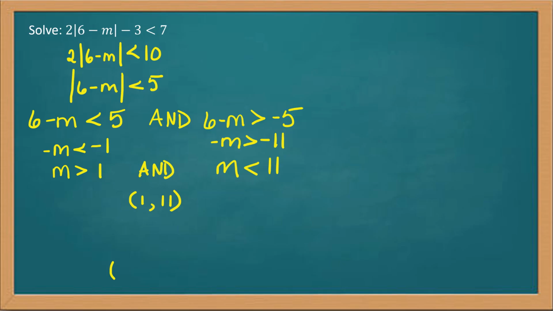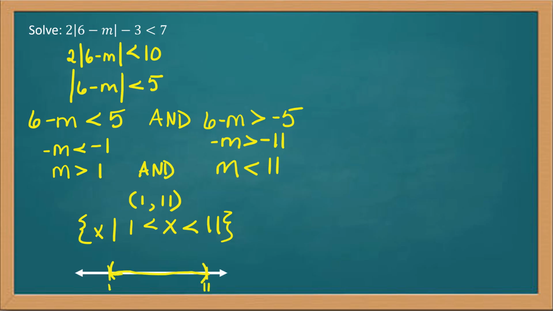If you write it in interval notation, you're going to say from 1 to 11, not including 1 or 11. If you write it in set notation, you're going to say all x, which really I should have said m, all m such that m is between 1 and 11. So 1 less than m, less than 11. And then if you were going to graph it, you would put it on the number line with 1. You're writing all the values between 1 and 11, but you're not including 1 and 11, so you would use parentheses on those.